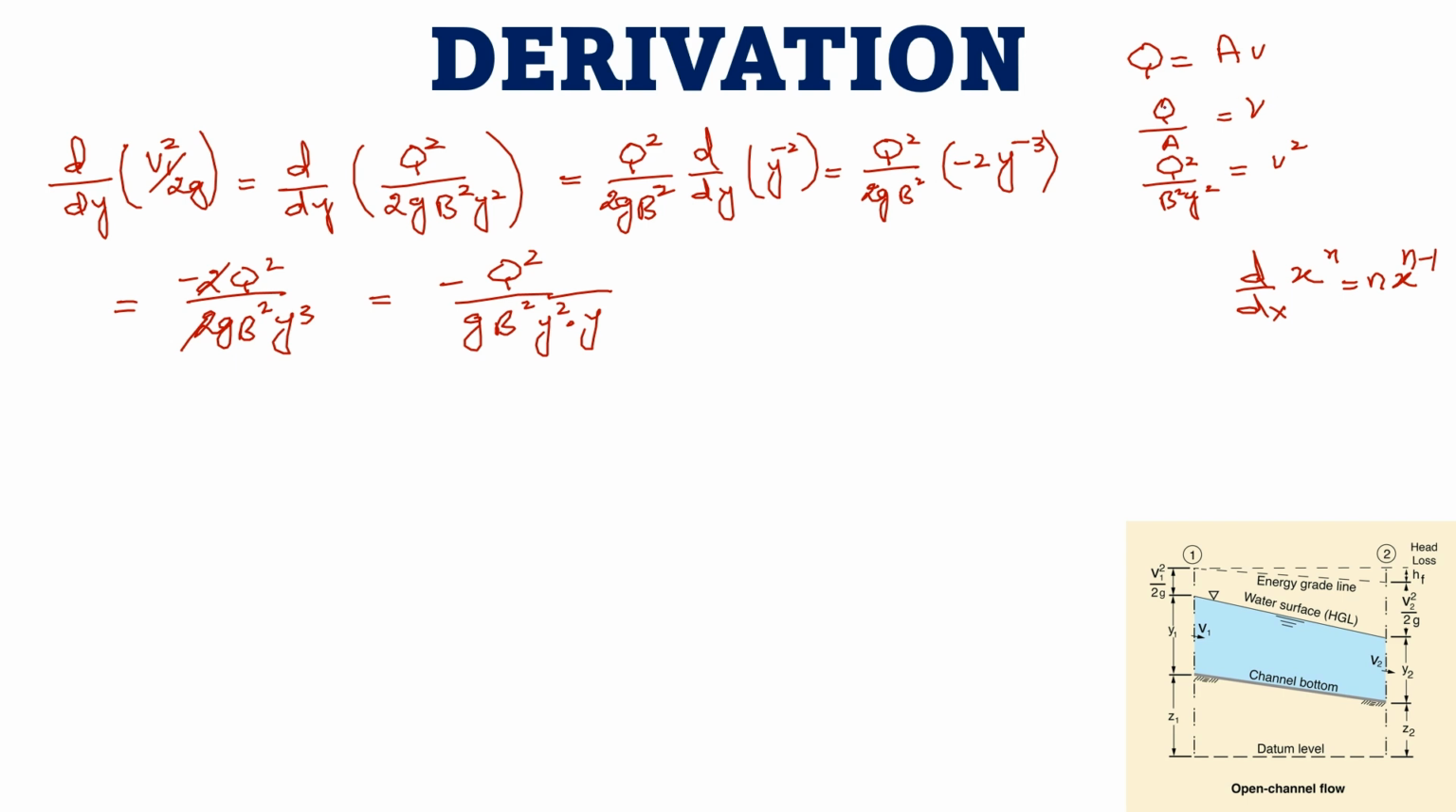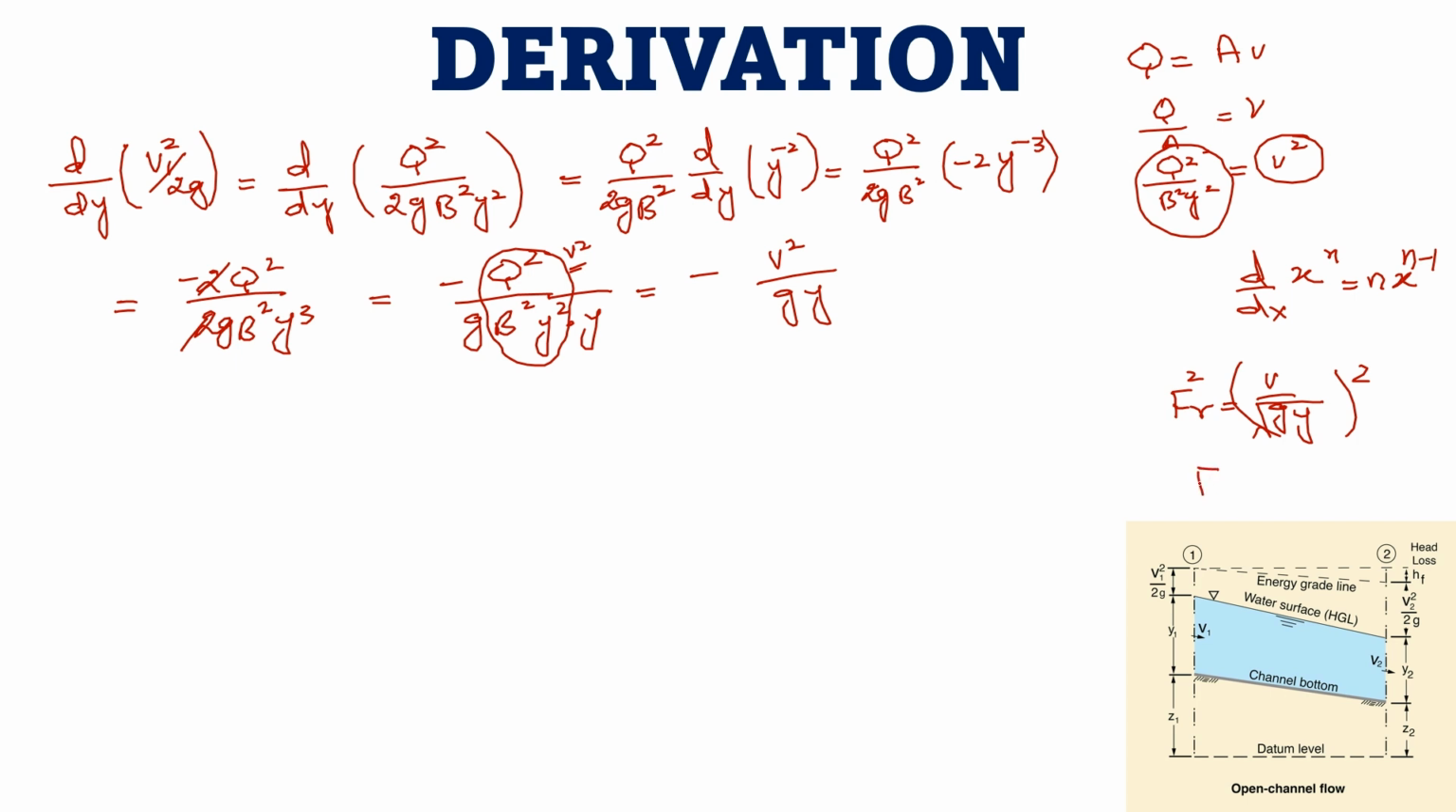Now we know that v is equal to Q by A, and we have here Q square over B square y square. It means that minus Q square over B square y square is equal to v square. This term Q square over B square y square is equal to v square. We simply put the value v square here and we will write gy. As Froude number is given by v over square root of gy, and if we take the square of Froude number, we'll have to take the square on the other side as well. Fr square is equal to v square over gy because square root will be cancelled by square.